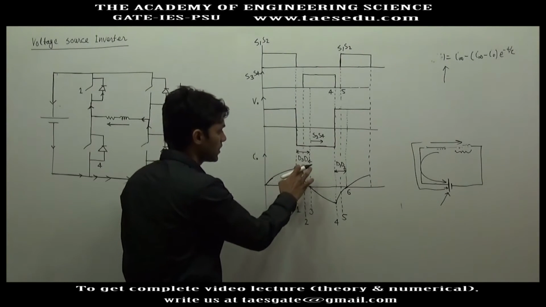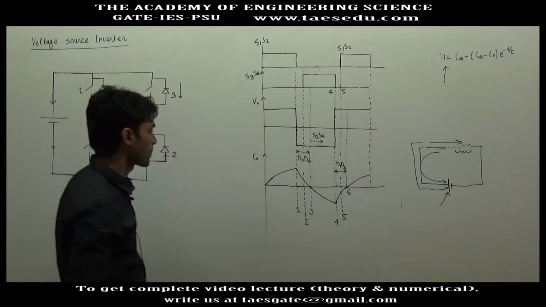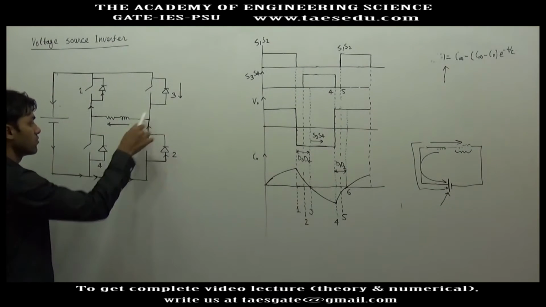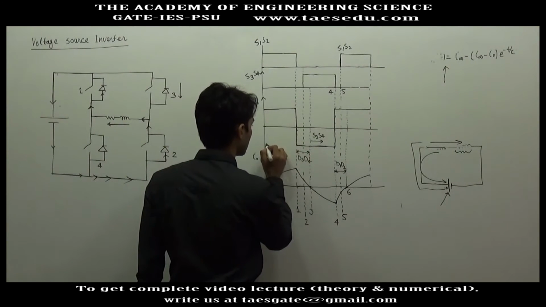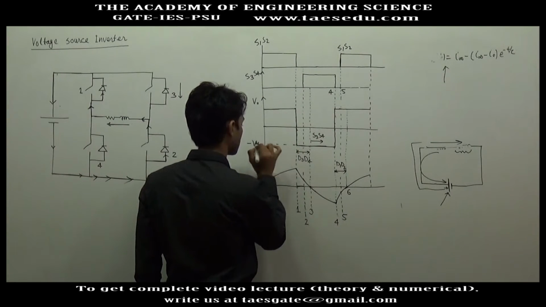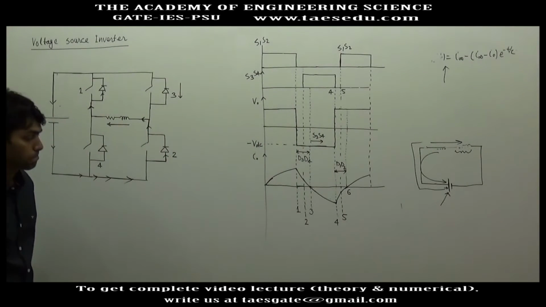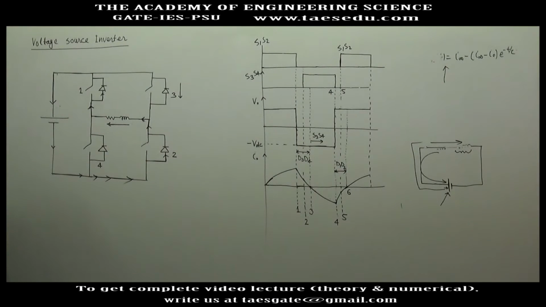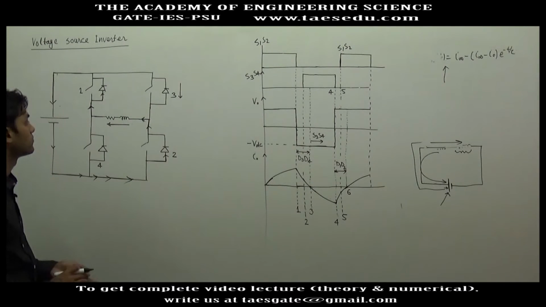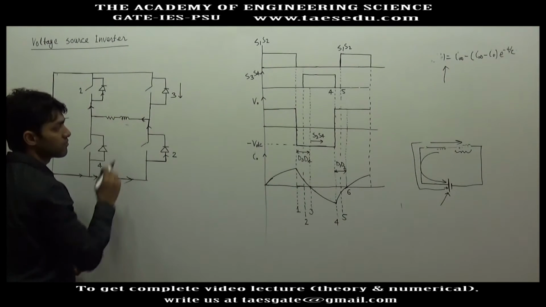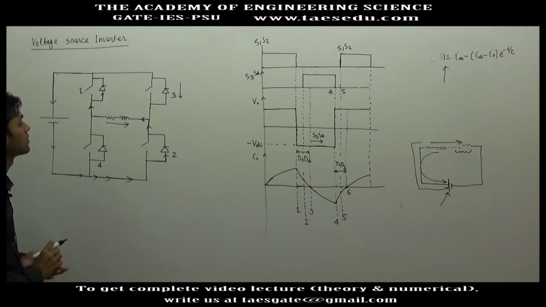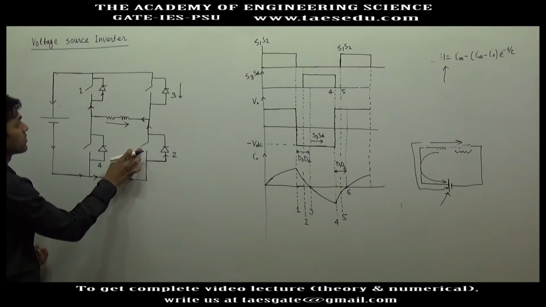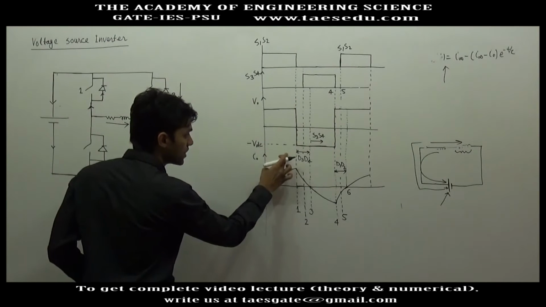When D3 and D4 are conducting, what is the output voltage? D3, D4 are connected in negative leg, so obviously output voltage will be negative. The output voltage is minus VDC. And why are D3, D4 conducting? Because before D3 and D4, the direction of current was positive, and switches S1 and S2 were conducting before conduction of D3 and D4.